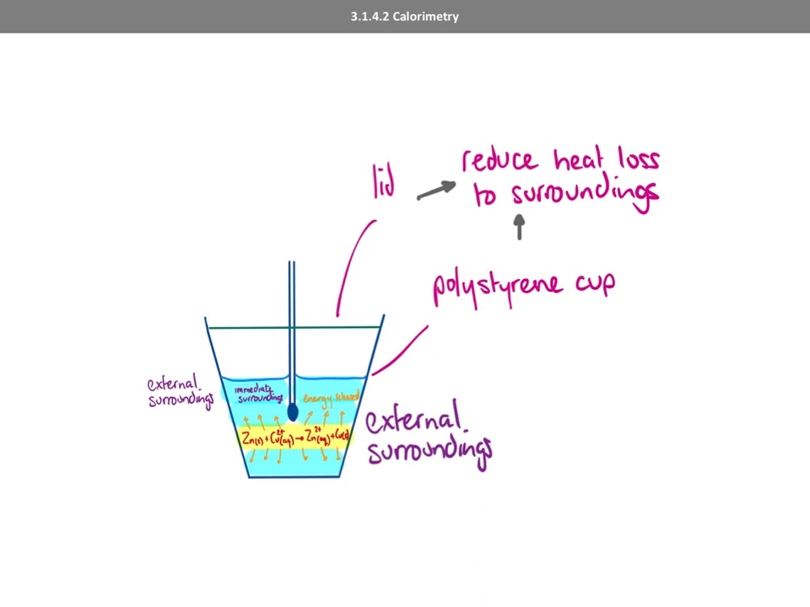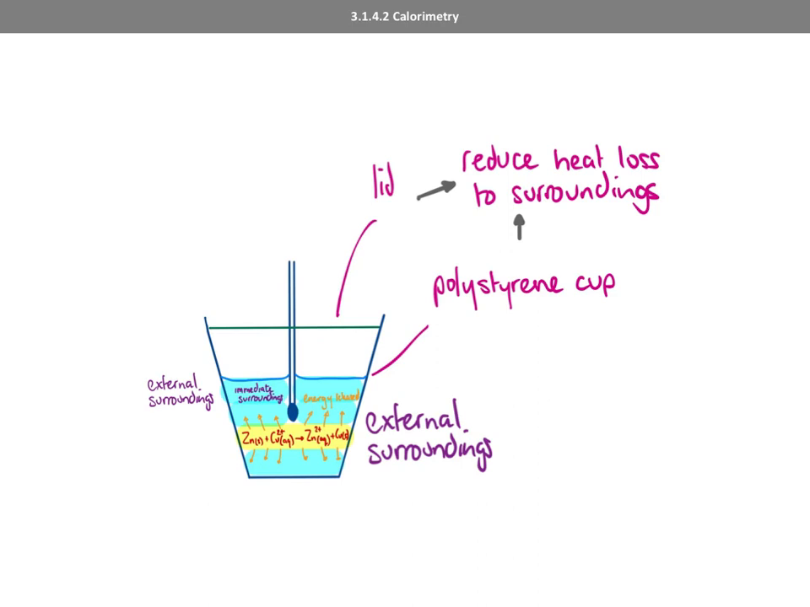Now, I just want to use this diagram to explain what we really mean by surroundings. The actual reaction is between zinc and copper ions, so zinc solid and copper ions. This is taking place in an aqueous environment, the copper sulfate is aqueous, which means that the water really is the surroundings. So what we're really measuring the temperature of when we use our thermometer are the immediate surroundings of the reaction. That's quite important.